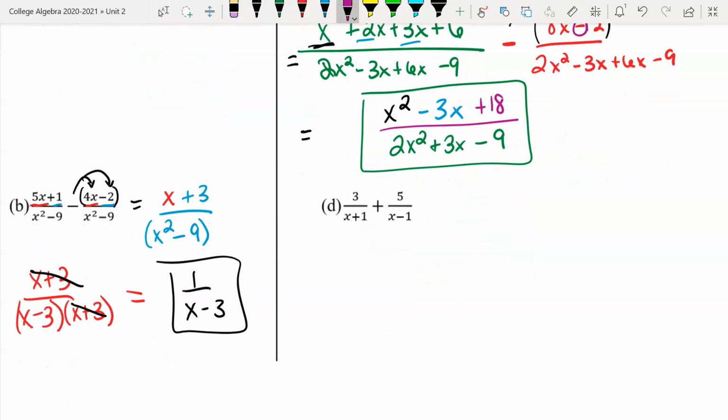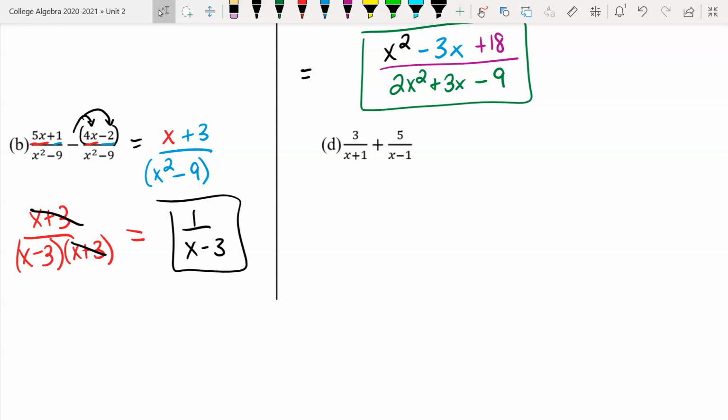So D, go ahead and pause it and try it. It's very similar to the one we just did. Multiply the first fraction by the denominator of the second fraction. And then vice versa, take the second fraction and multiply by the denominator of the first fraction.